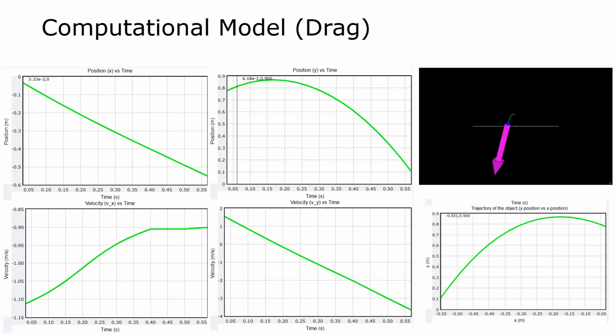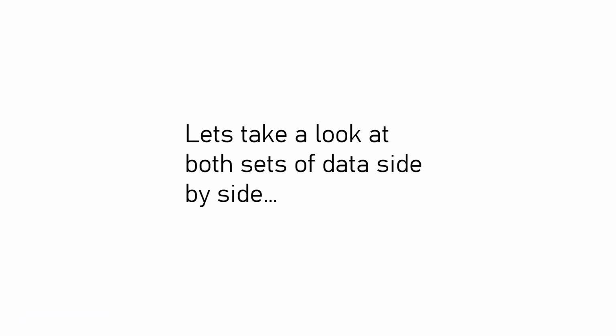Here are the results with the model including drag, and as you can see, it's very similar as before, except some of the velocities are different and the position is also slightly different. It should also be noted that the drag arrow is not shown just simply because it is so small, but it is there. Now let's compare these data sets.